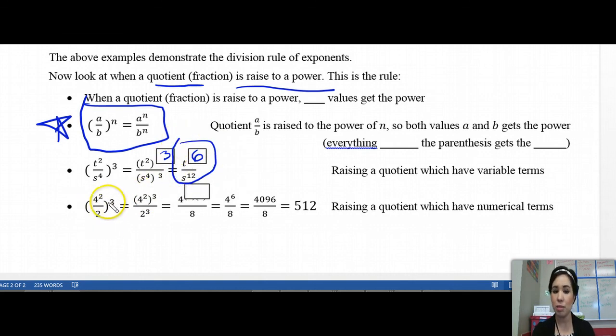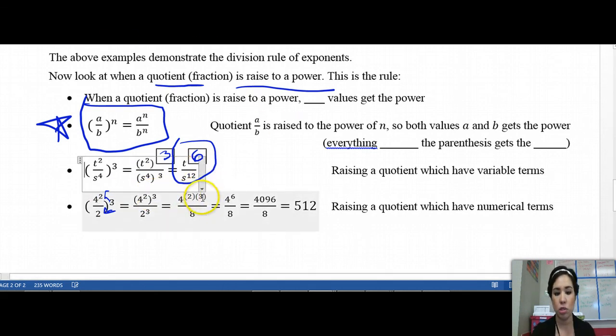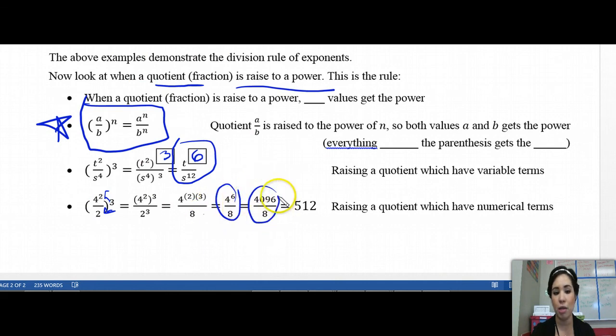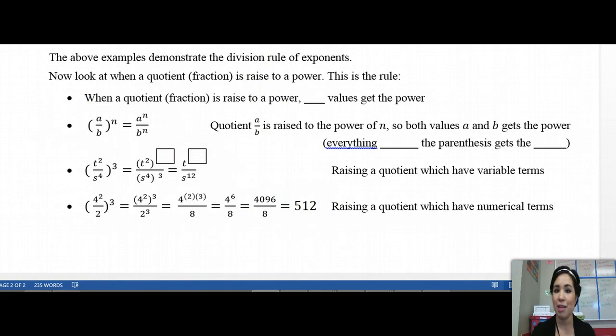Now on the bottom one, same thing, 4 squared to the third and 2 to the third. So I'm going to distribute to each one, so now it's being raised to the third. The top is 4 squared to the third, so that's going to give me 4 to the 2 times 3, which is going to be 4 to the 6th. And then on the bottom, 2 to the third, that's 8. So then I just simplify this. I put it into my calculator, I divide, and my final answer is 512. And that's all we need to know, guys.